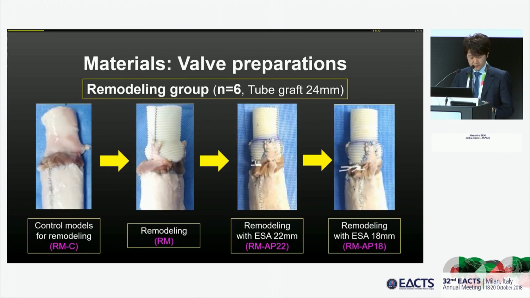6 models of remodeling and reimplantation with sinuses were prepared from porcine aortic valves. First, the remodeling group was created from the control models, which were the native porcine aortic roots. In turn, control models were transformed into remodeling and remodeling with ESA. Tube graft of 24 millimeter was used. Additional ESA was performed for the remodeling models to decrease the root diameter to 22 and 18 millimeters using CV0 Gore-Tex sutures.